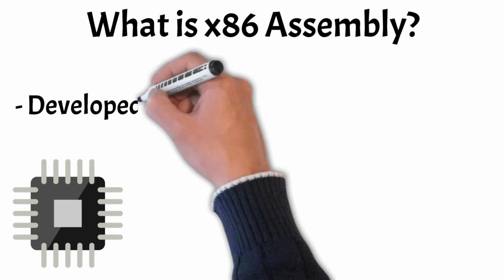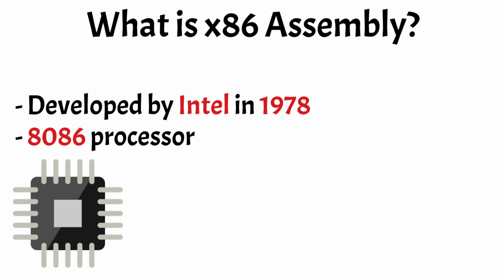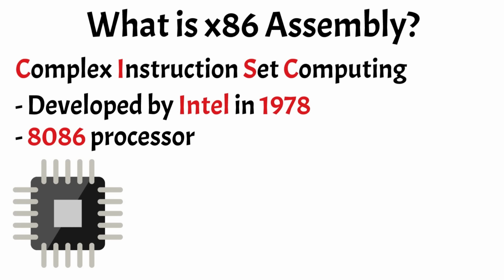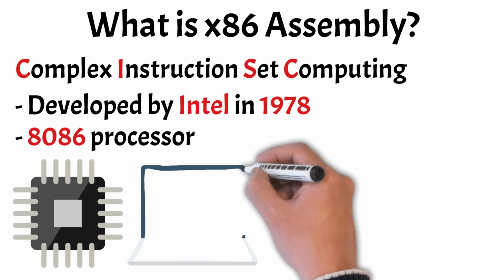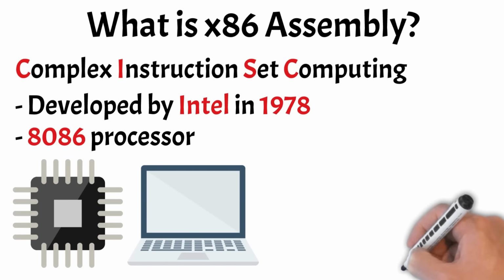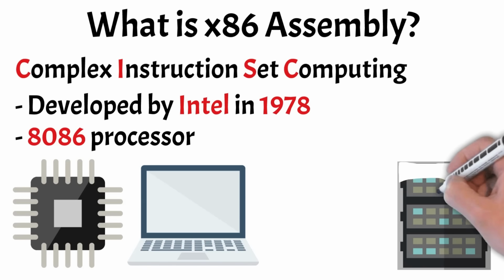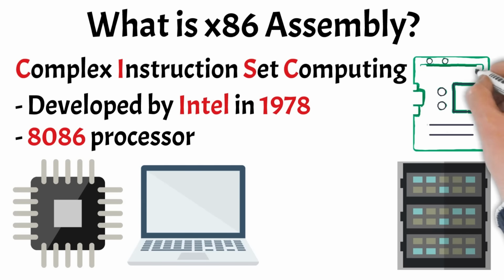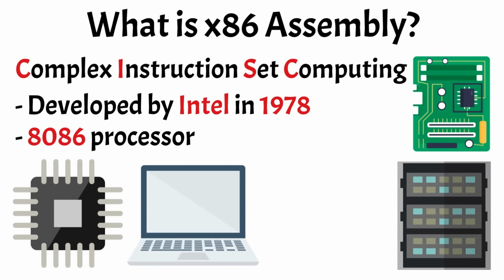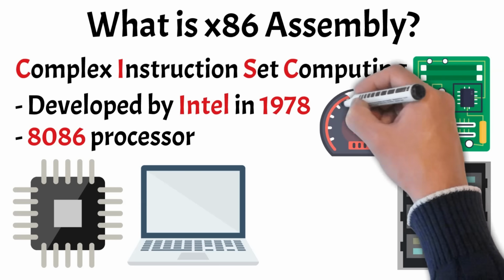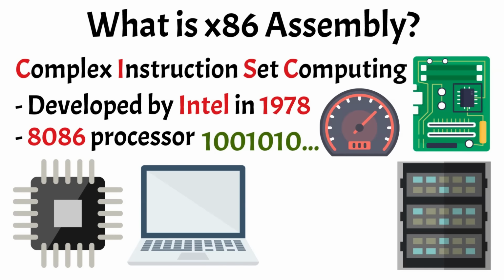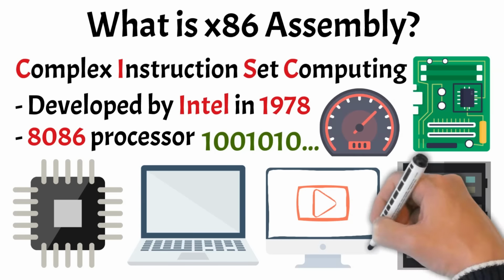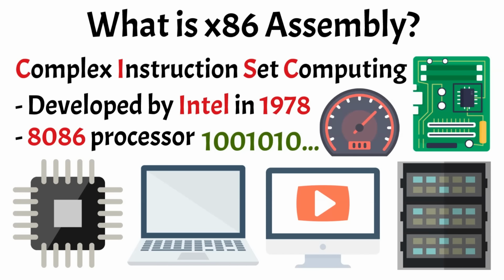x86 assembly refers to the low-level programming language used for processors based on the x86 architecture, originally developed by Intel in 1978 with the 8086 processor. It follows the CISC or complex instruction set computing design, meaning it has a large and feature-rich set of instructions. x86 has been the dominant architecture for PCs, laptops, and servers, with companies like Intel and AMD continuously improving its performance. x86 assembly code interacts directly with the CPU's registers and memory, making it useful for high-performance computing, operating systems, and low-level programming tasks. If you're unfamiliar with assembly concepts like instructions, CPU registers, and memory operations, check out our separate video on assembly basics.